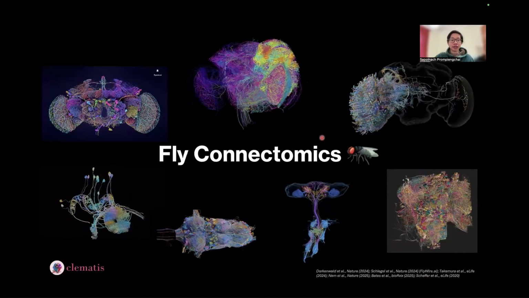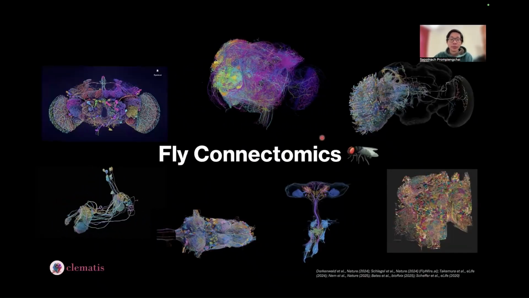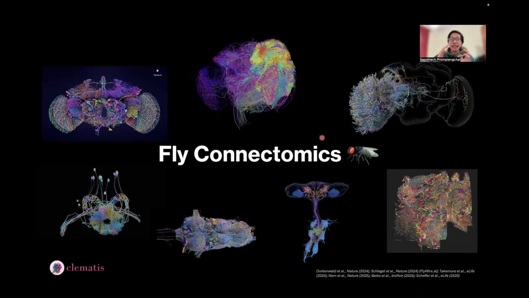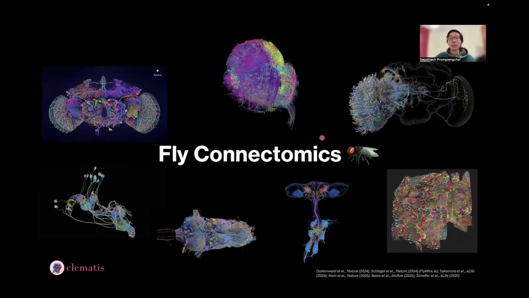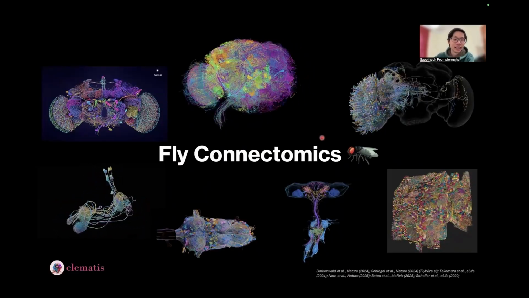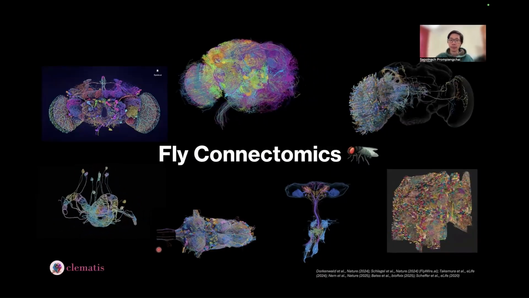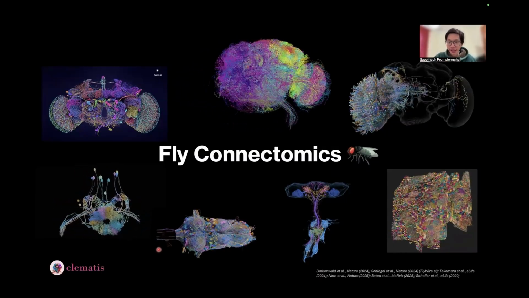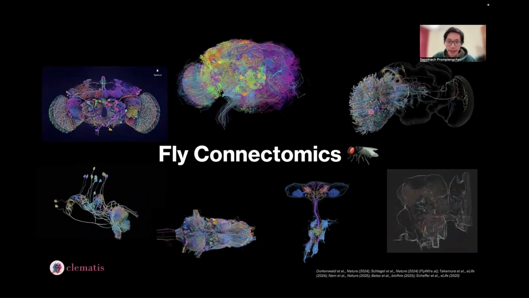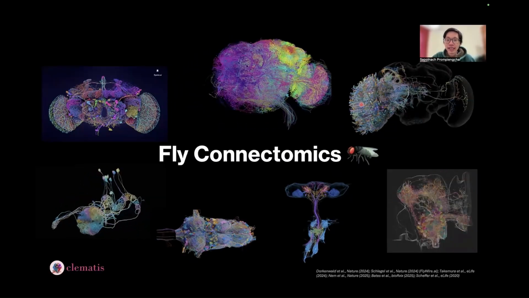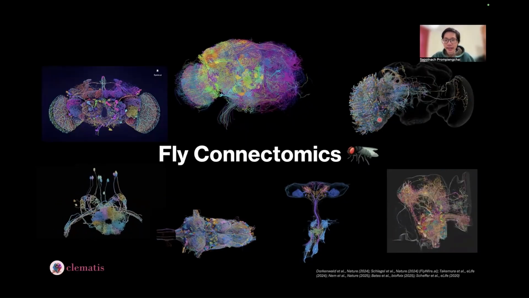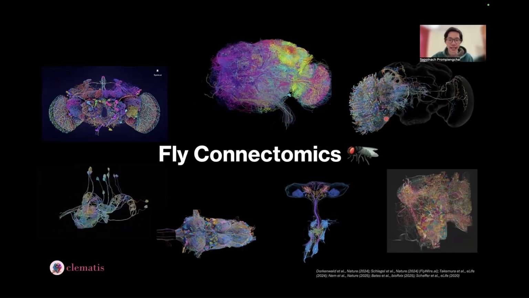So, fly connectomics. Why are we using the fly? Because right now at the synapse level, this is one of the most comprehensive connectomes we have. As you can see, I've put a bunch of beautiful images of different parts of the brain. But specifically for our competition, we'll be looking at this part on the right. This is called the optic lobe, and as you can see, it occupies over half of the fly brain.